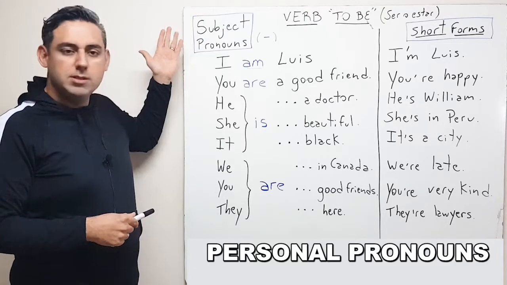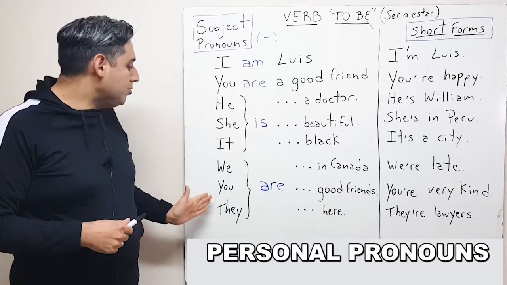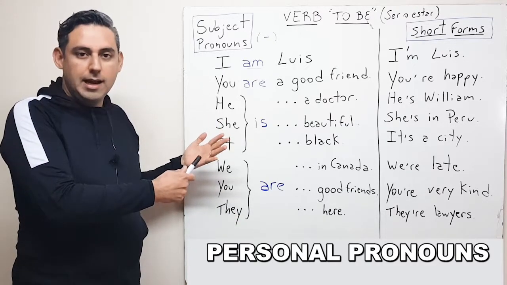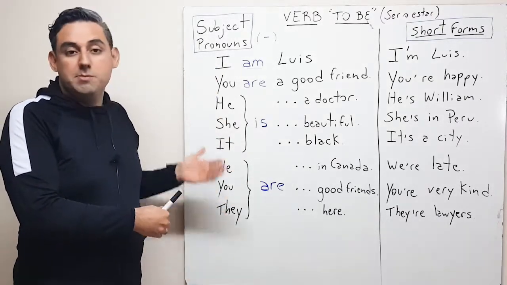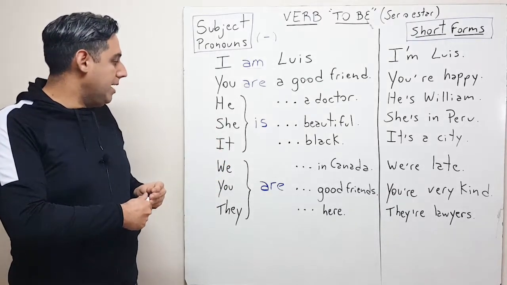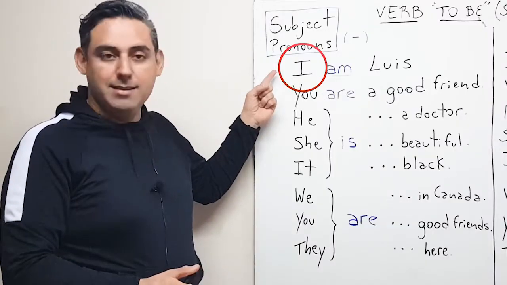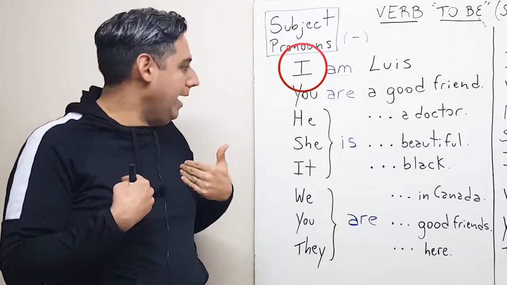Why are they called subject pronouns? Because they occupy this position in a sentence before the verb, and they execute the action denoted by the verb, or the experience that the meaning of the verb carries. So we have different pronouns. I is the first one. This is the way we pronounce it, I.